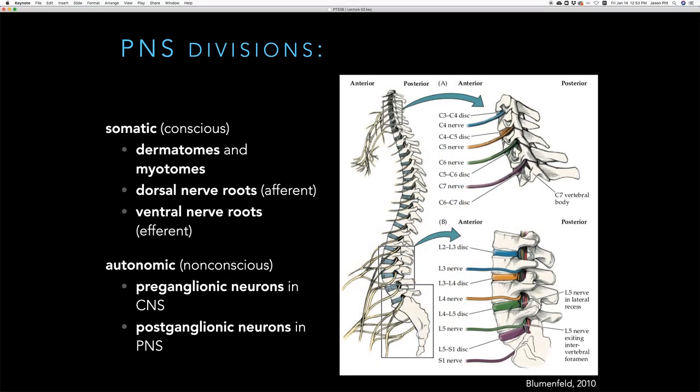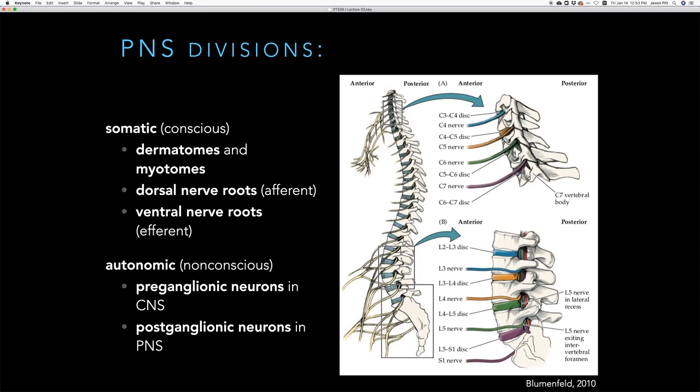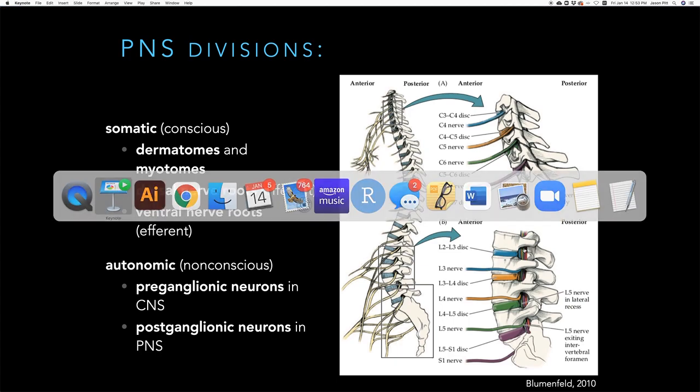Going from top to bottom, we find spinal nerves emerging at every segment of the spine, but the spinal cord doesn't run all the way down. In fact, the spinal cord ends somewhere around the first and second lumbar level. So at L2 or 3 and below, we no longer have the spinal cord. Instead, we have the cauda equina. So what does this look like?